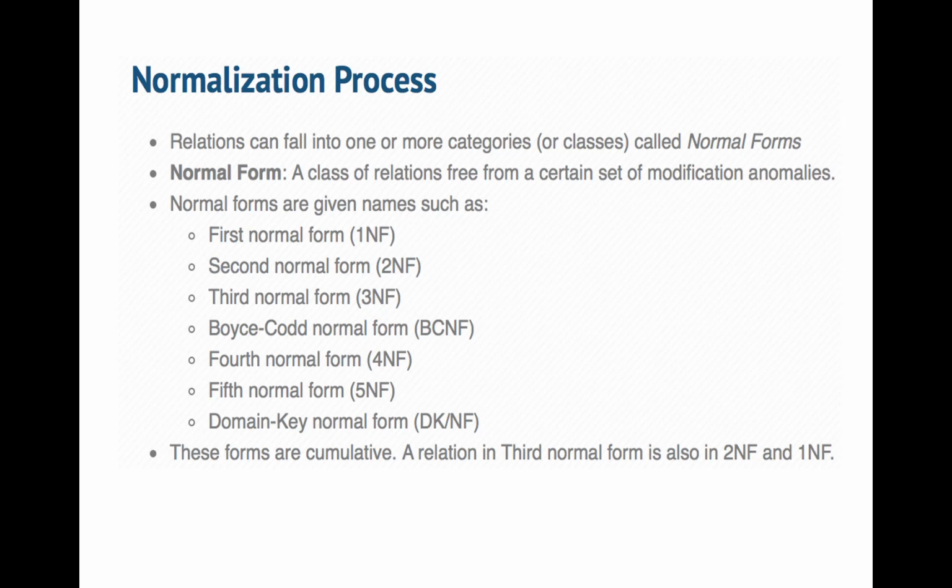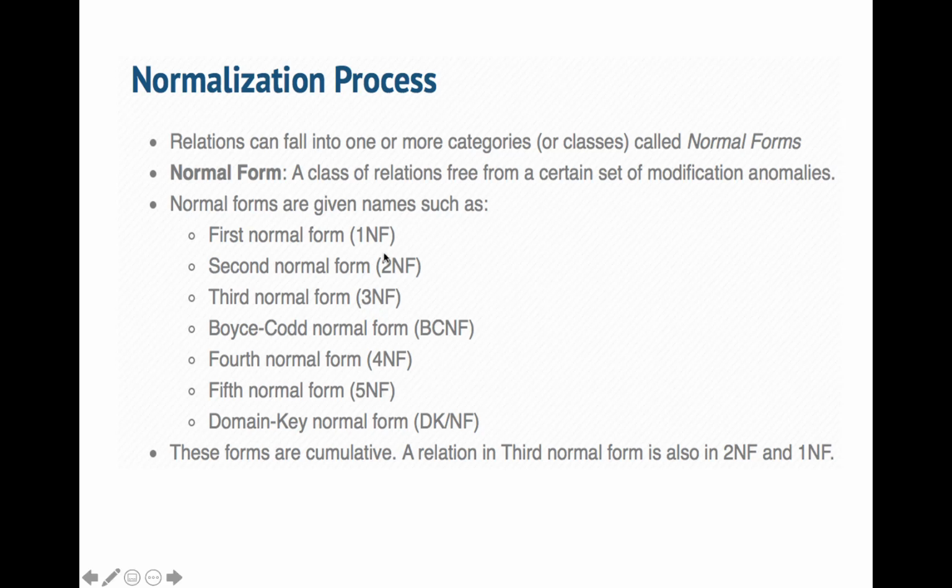Normal forms are given names, such as first normal form, second normal form, third normal form, Boyce-Codd normal form, fourth normal form, fifth normal form, and domain key normal form. So these are the normal forms that we have. We're going to discuss some of them in this session.